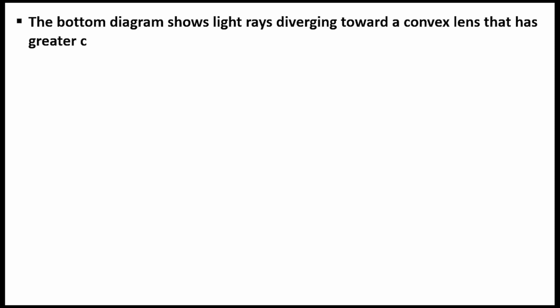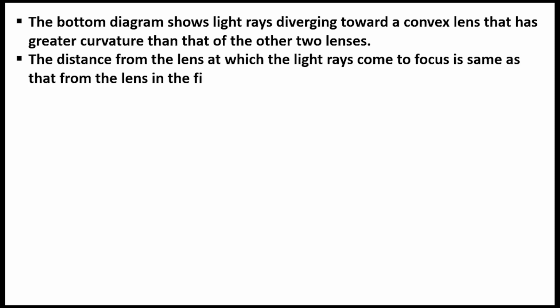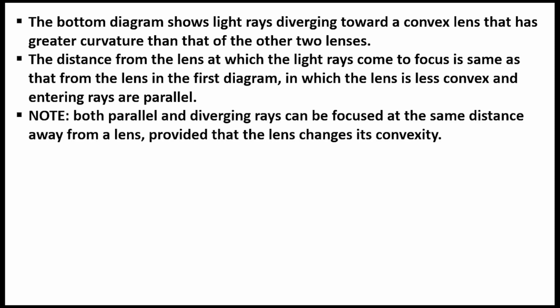The bottom diagram shows light rays diverging toward a convex lens that has greater curvature than that of the other two lenses. The distance from the lens at which the light rays come to focus is the same as that from the lens in the first diagram, in which the lens is less convex and entering rays are parallel. Note, both parallel and diverging rays can be focused at the same distance away from a lens, provided that the lens changes its convexity.